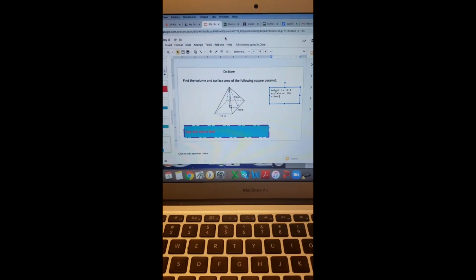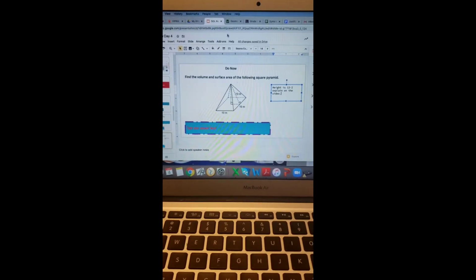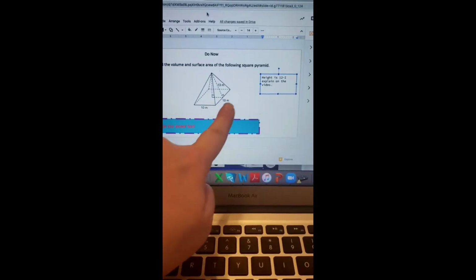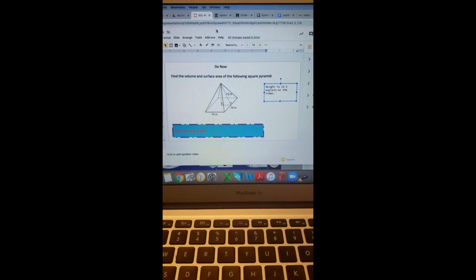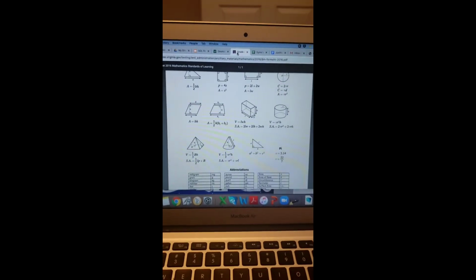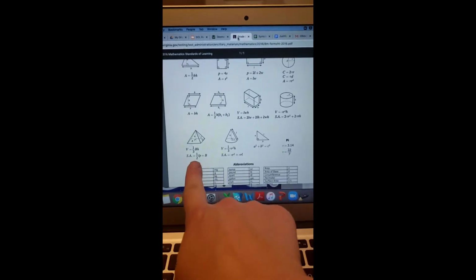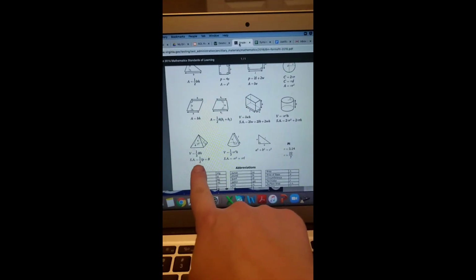All right, guys, slide 22, last problem in our do now. We have a square base pyramid. It's a square because if you notice, both of the sides, even though it doesn't look congruent, it says it's 10 meters, so it is going to be a square on the bottom. If we flip over to our formula sheet, we have our square pyramid right here. It gives us our volume and our base.